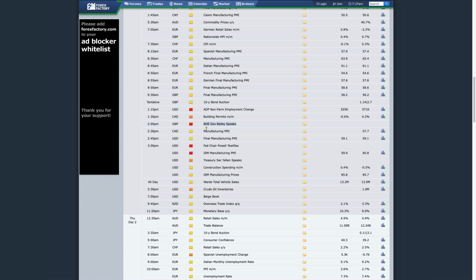Now, we also have ISM manufacturing detail. That will be important for the US dollar, but the US dollar is mainly driven by bond yields, and the bond yields are falling because of the Omicron variant fears. So if Omicron variant fears are still around, that will be more important than economic data. If the Omicron fears fade into the background, economic data becomes more important again. And particularly manufacturing PMI will be an important data point.